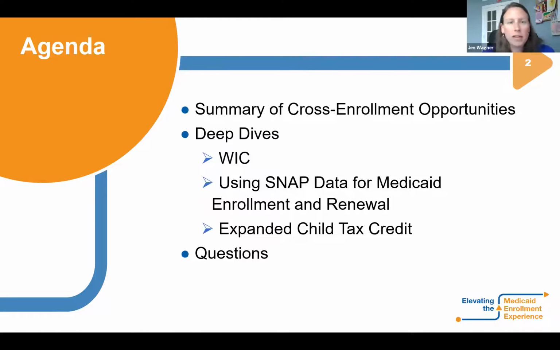The first one will be a focus on WIC, a really key program to support people's nutritional health. That is a great opportunity for Medicaid enrollees. Next, we'll look at how we can use SNAP data for Medicaid enrollment and renewal. And finally, we'll look into the expanded child tax credit and what the opportunities there are to connect Medicaid enrollees to this quite substantial and newer benefit that is going to be really helpful for families. And of course, at the end, we'll have some time for questions.